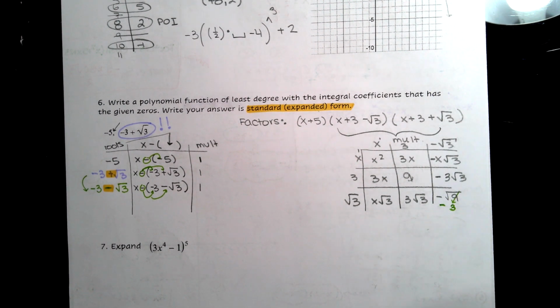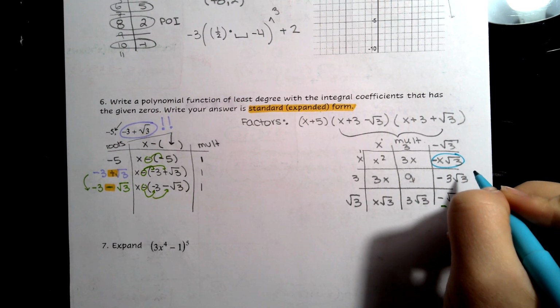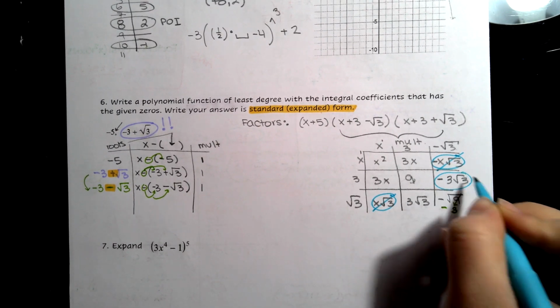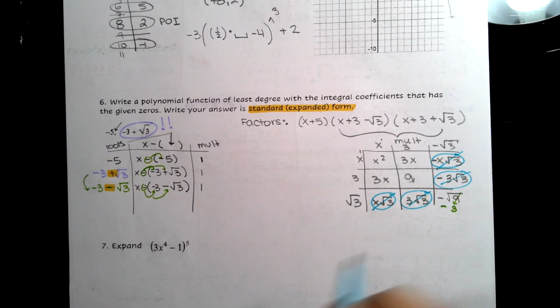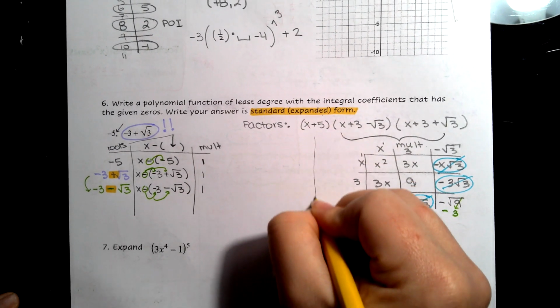Well, the whole point is to remove things like square roots and i's. So here's a negative x root 3. Here's a positive x root 3. These are gone. Here's a negative 3 root 3. Here's a positive 3 root 3. It's gone. And so what you're going to notice is we have, I'm going to bring that down.